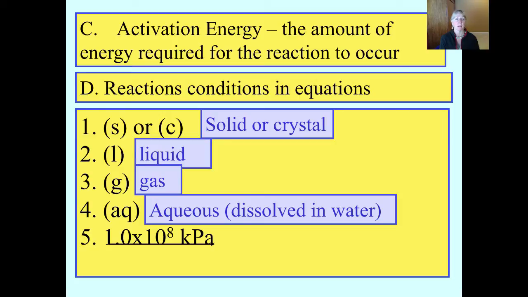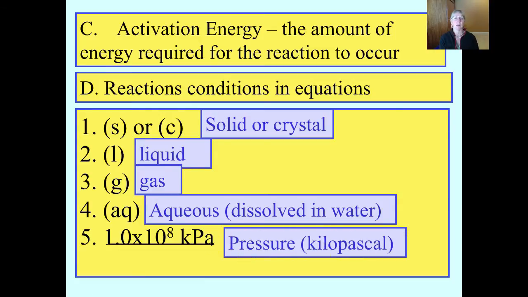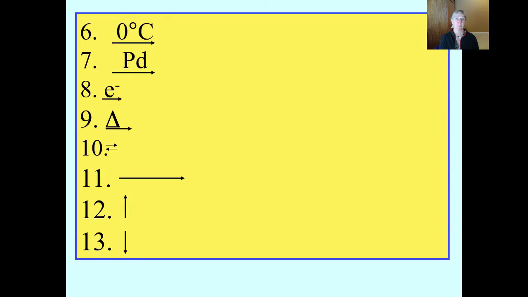the product side. Now it's a little hard to see, but on number 5, this is an arrow. This is representing the yields arrow that you would find in the center of a reaction. And in this particular case, it's telling you that that reaction took place under a certain pressure. We'll learn about pressure in another chapter. It's measured in kilopascals, and this is saying that this reaction took place under a lot of pressure, 1 times 10 to the 8th kilopascals.